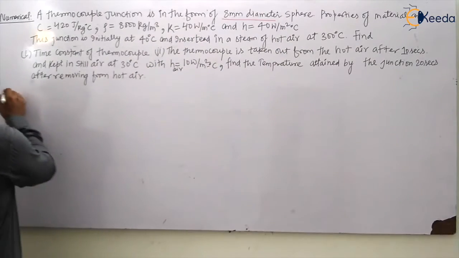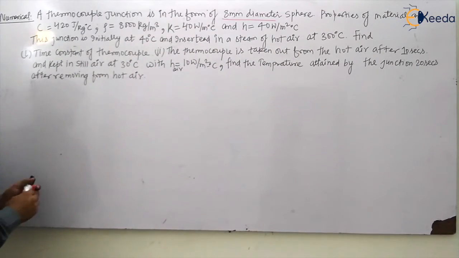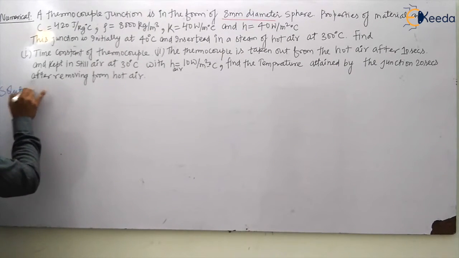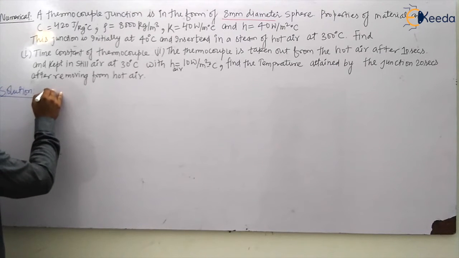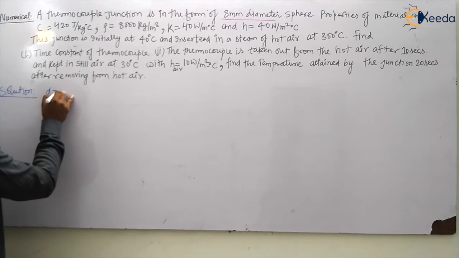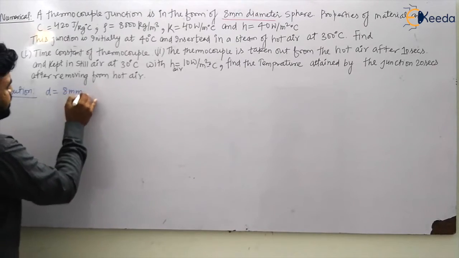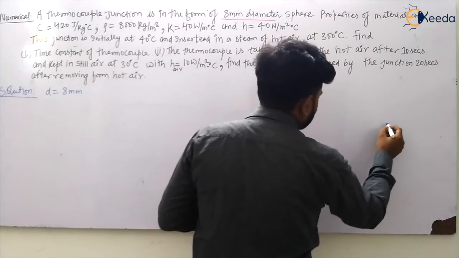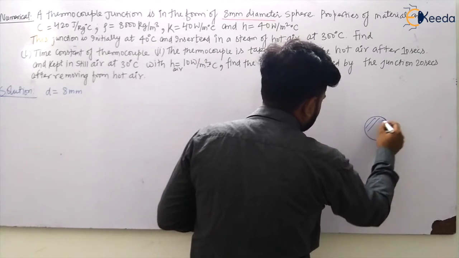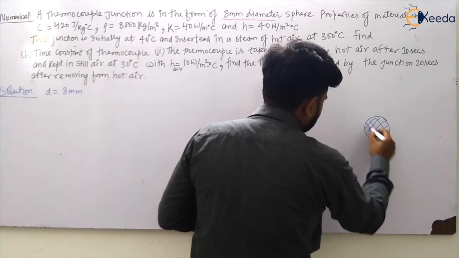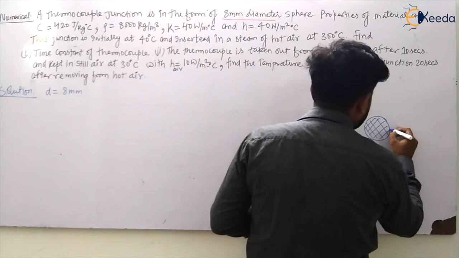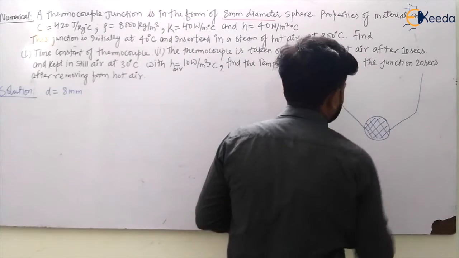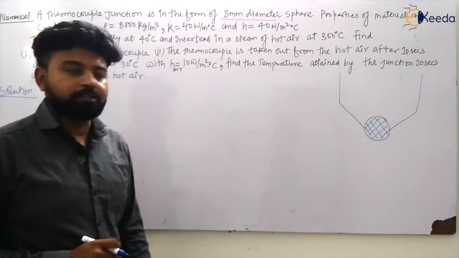So my dear students, what is the data given? I will directly write the data so that we will save time. The diameter of the thermocouple junction is given to be 8 millimeter. They have given this thermocouple to be a sphere. What are thermocouples? We have seen that they are used for temperature measurement.